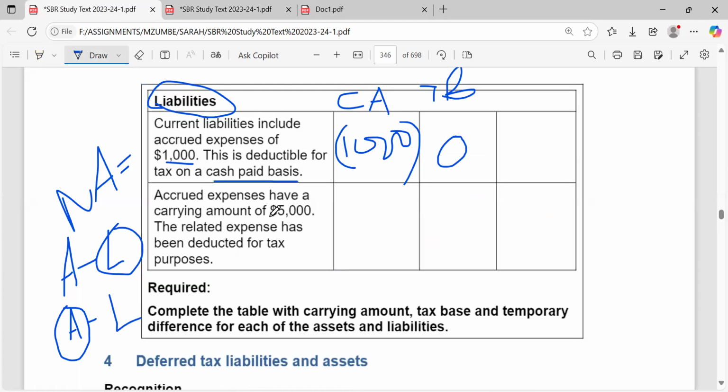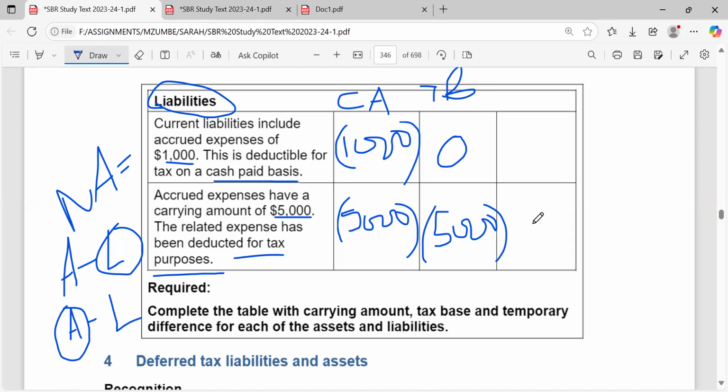Accrued expenses have a carrying amount of 5,000. Of course, accrued expenses are liabilities. So if we follow the same norm, we'd put this as a negative sign, right? And we are told the related expense has been deducted for tax purpose. So it has even been allowed for tax purpose. So if the expense has been allowed, it means that the liability has also been allowed. If the liability has also been allowed, we say that the tax base of the liability is also equal to 5,000, right? Just this way. So if you do this now, I would get the difference here is nil, right? We'd have a nil difference, and so we won't have any deferred tax asset or deferred tax liability.